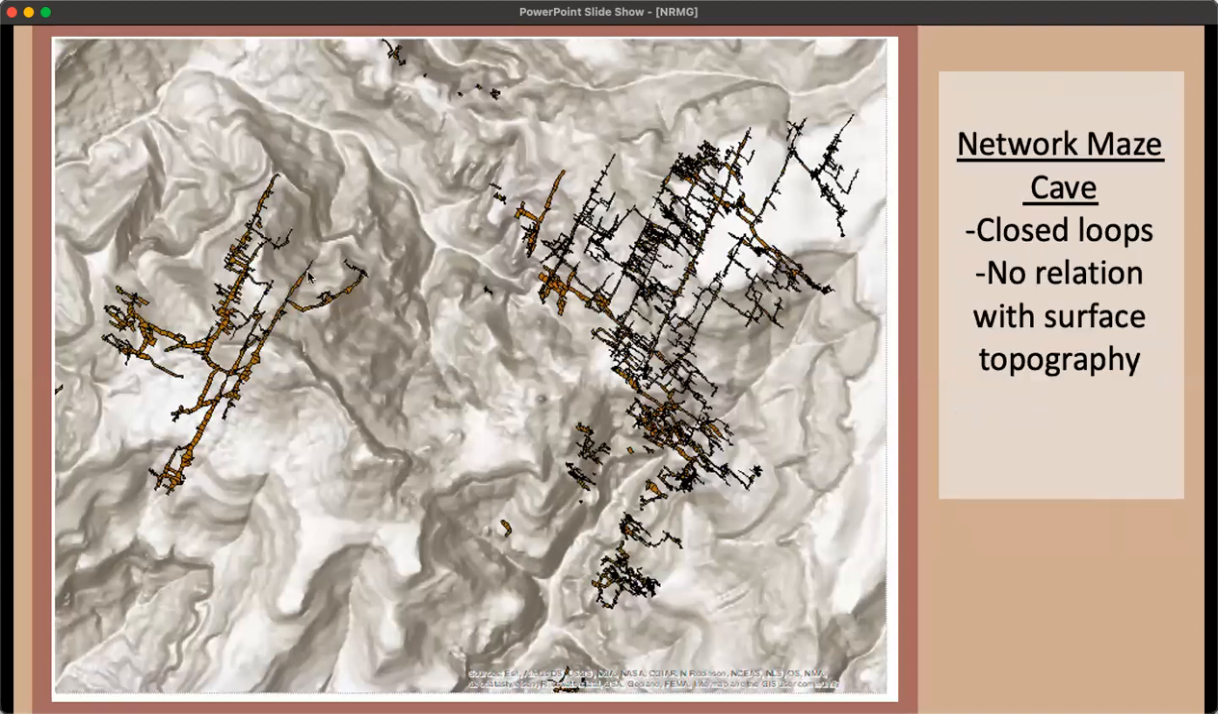Now, the Bopper Cave system is classified as a network maze cave, and you can kind of get a sense of that just by looking at the plan view. There are several closed loops. They tend to have little relationship with the surface topography. These types of caves are formed from the simultaneous widening of all joints. They typically have a high discharge to distance ratio.